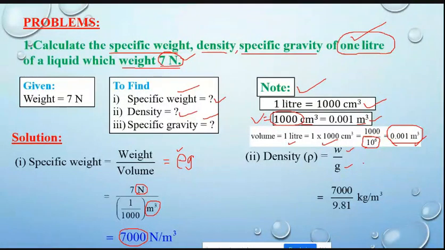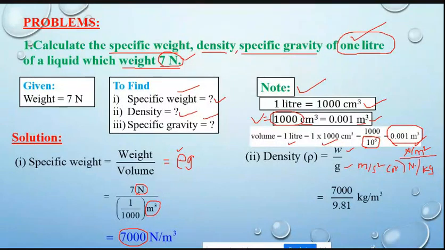Actually, gravity can be mentioned in two different units. One is meter per second square, or else we can mention the unit as Newton per kilogram. So this will be the unit for gravity. Similarly, the unit for specific weight is Newton per meter square, right? So the unit for specific weight is Newton per meter square, and the unit for gravity is Newton per kilogram. So you can use these units.